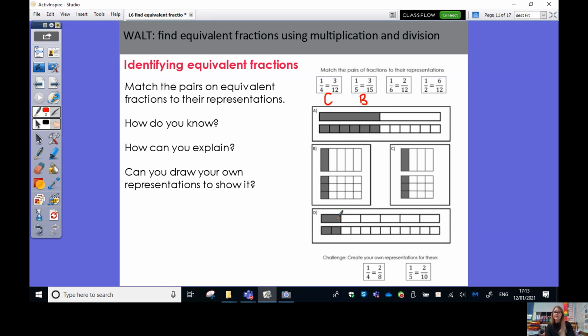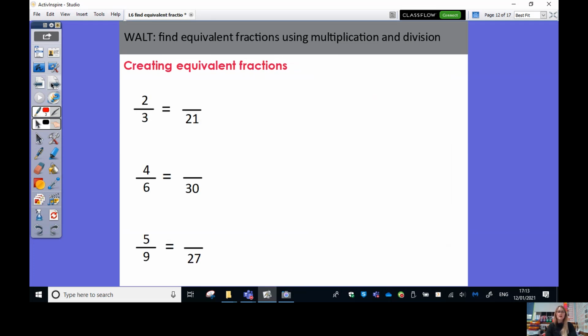Okay, 1/6. So I've already counted. I know this one was 6. 1, 2, 3, 4, 5, 6. 1/6, and 2 12ths. So that one is D. Oh, excuse me. I slipped. So this one is D. And then finally, this one should be A. So 1/2 and 6 12ths. So well done if you match those correctly. And I'd love to see your other representations on the seesaw if you manage to do that as well. Okay, moving on. So now we're going to look at how we can create equivalent fractions.